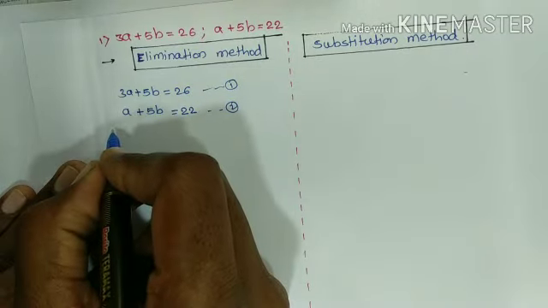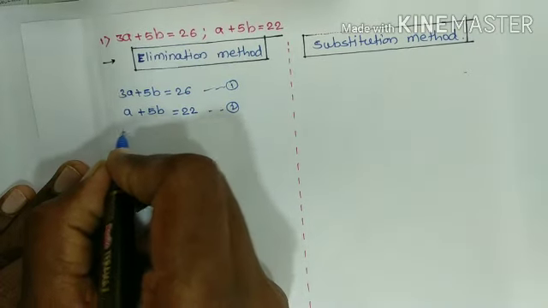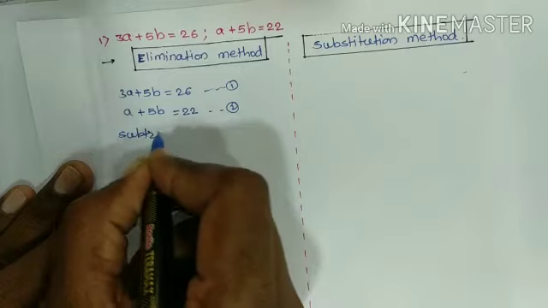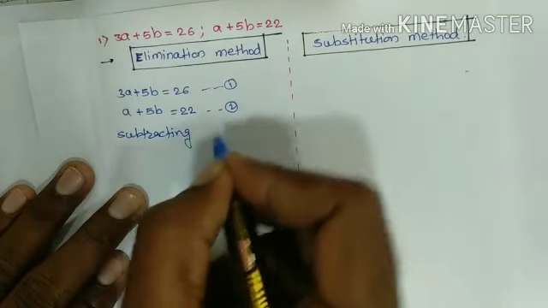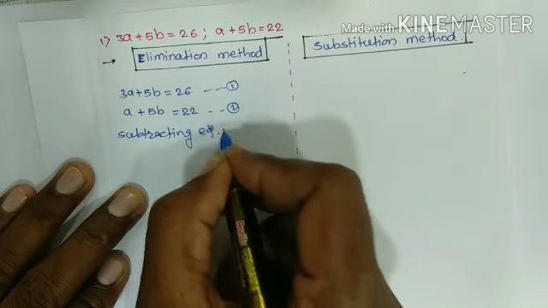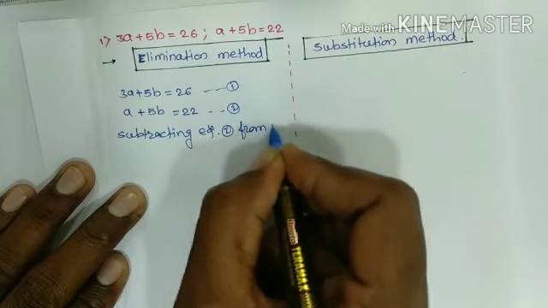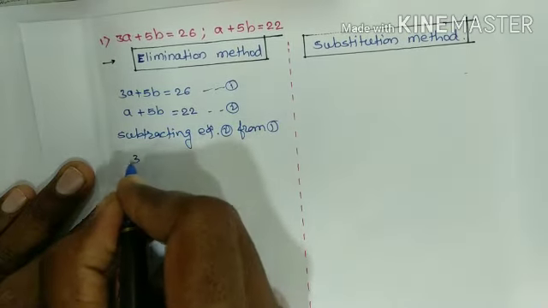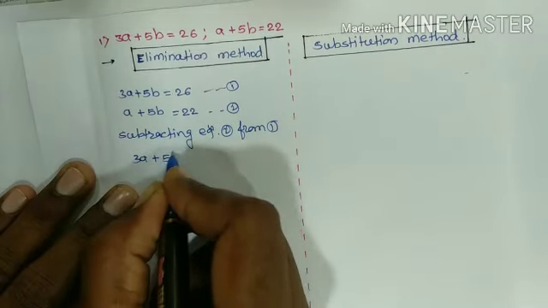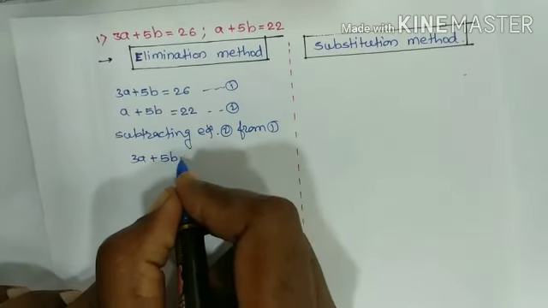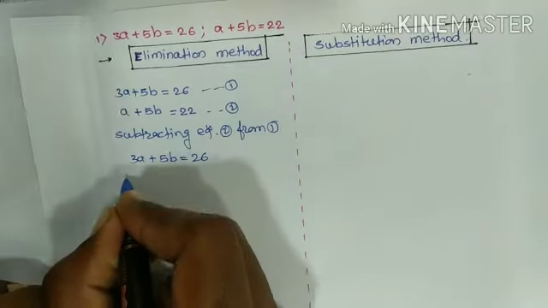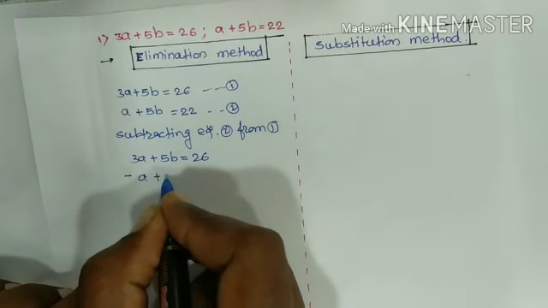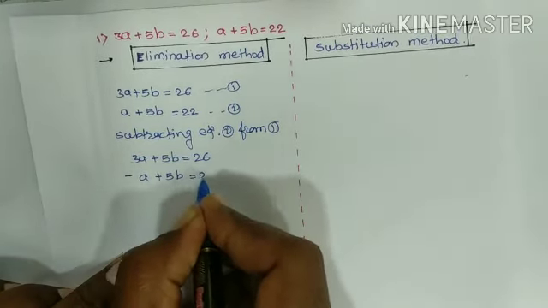So, subtracting equation second from first: 3a plus 5b equals 26, minus, a plus 5b equals 22.